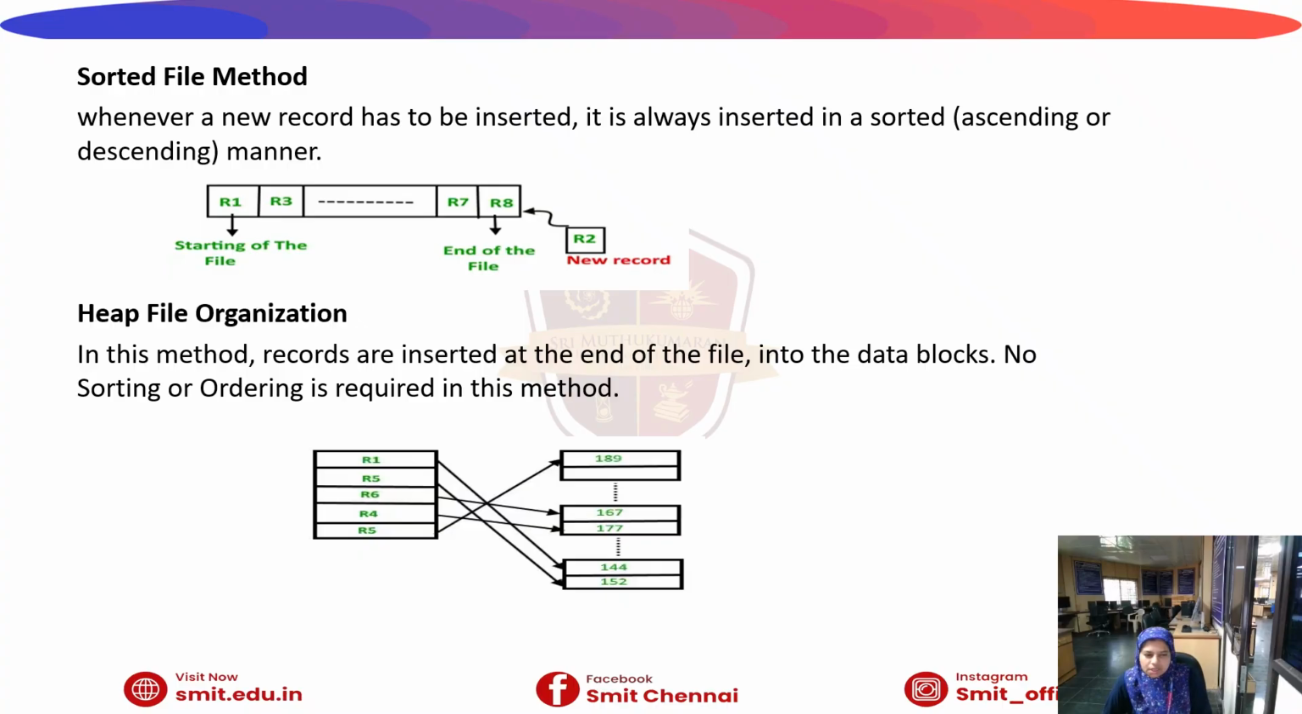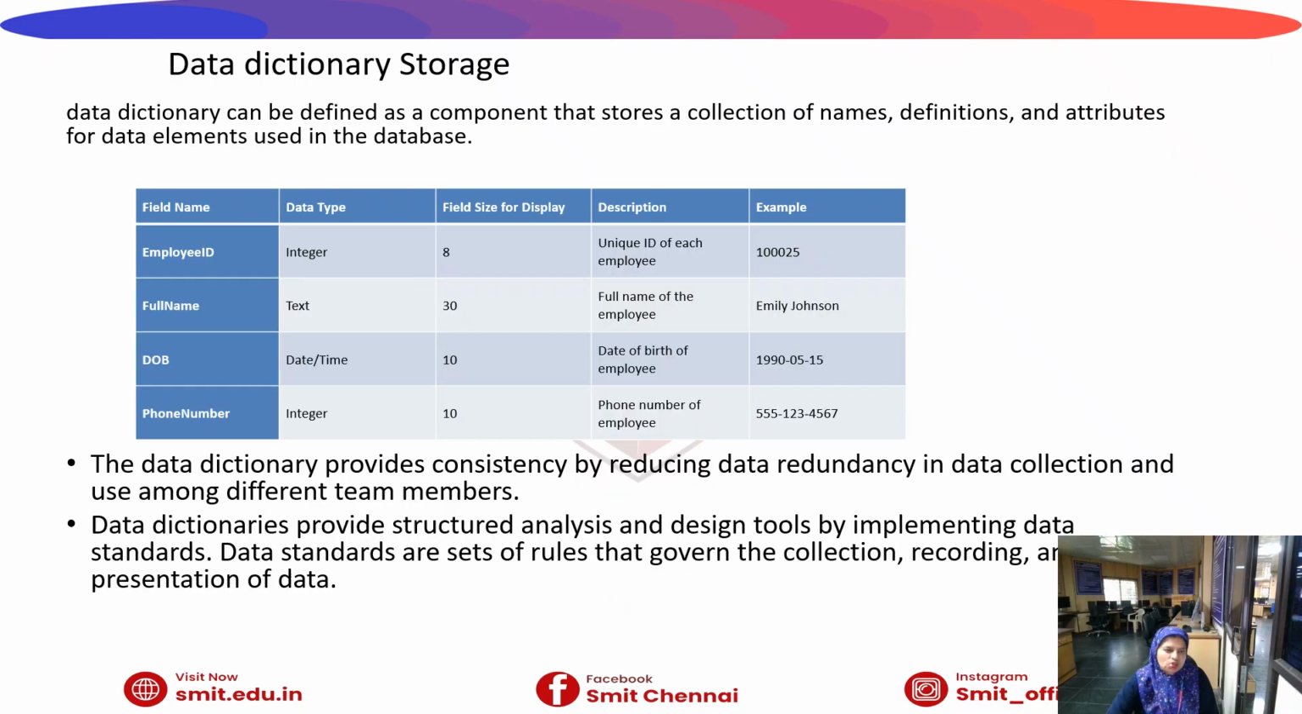So next is heap file organization. In this file organization, data is inserted at the end of the file into the data blocks. No sorting will be done. It will be stored as it comes. So we have to collect the data by using the index number. There will be no sorting in ascending or descending order, so whatever the data is, it will be stored as it is. No ordering is required in this method. So that is heap file.